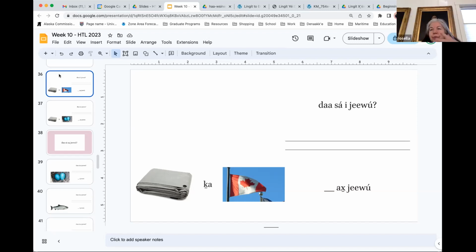Yeah, that part was real repetitive. The dasa e jeewú, blank ach jeewú, dasa ach jeewú, blank e jeewú.